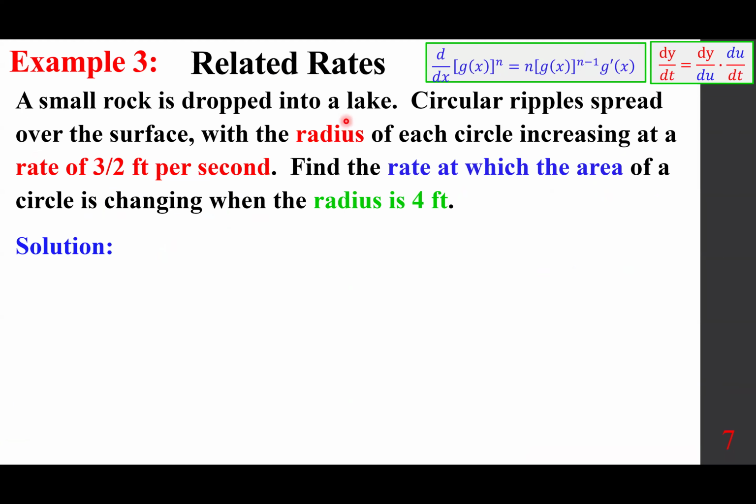A small rock is dropped into a lake. Circular ripples spread over the surface, with the radius of each circle increasing at a rate of 3/2 feet per second. Find the rate at which the area of a circle is changing when the radius is 4 feet.